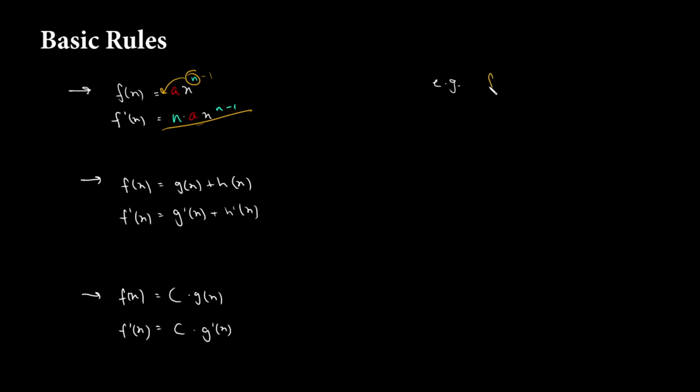So let's say we have a function, say 2x to the power of 4. Simple. You just bring down the 4 times 2, whatever's in front, right? Then minus 1 from 4, and it's 3. And so the derivative will give you 8x to the power of 3.